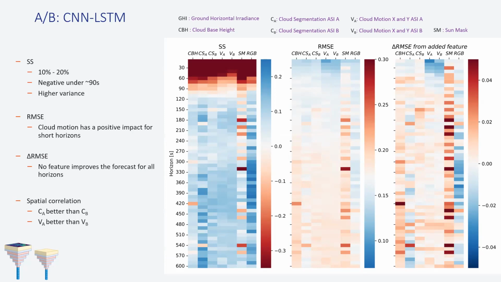We can see that the cloud motion vector improves the score in the very short term, but is still outcompeted by the smart persistence. So it doesn't really, not sure. It shows that some information about the very short term is communicated through this feature.